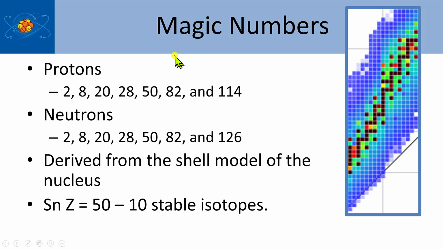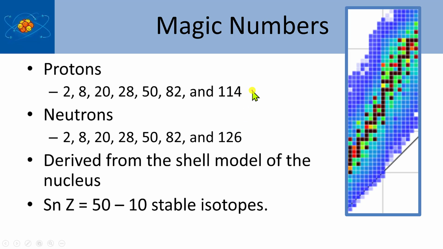The last thing that I wanted to point out has to do with magic numbers, right? And this sounds pretty hokey if you ask me, but what magic numbers represent is that there are specific numbers of protons and neutrons which appear to be exceptionally stable. And those are 2, 8, 20, 28, 50, 82. And these numbers are the same for protons and neutrons. The only ones that are different are 114 and 126 for protons and neutrons.